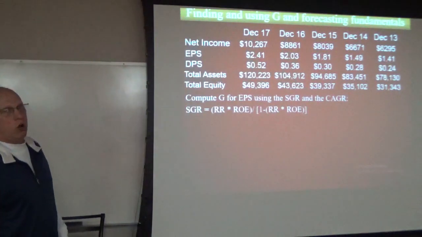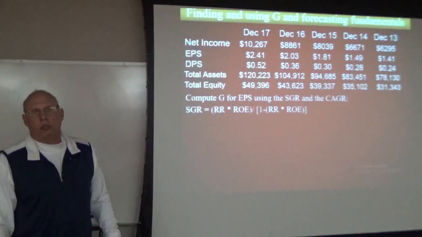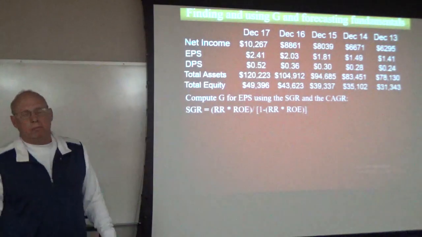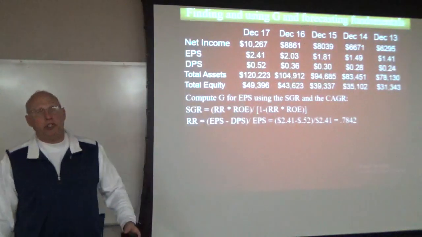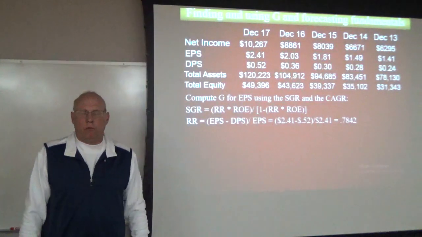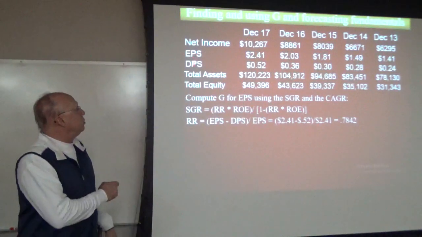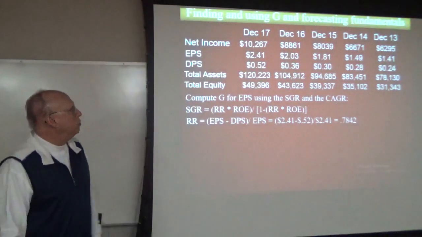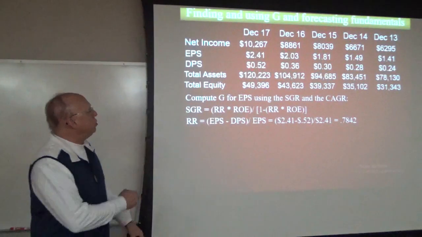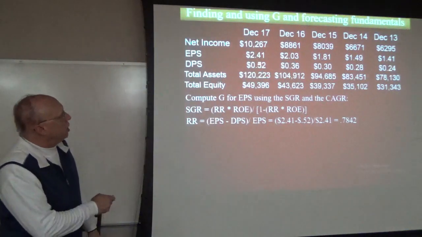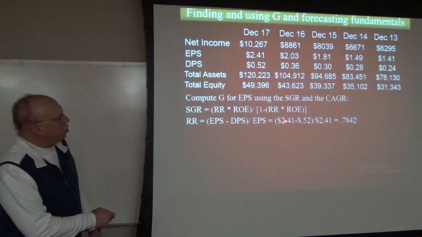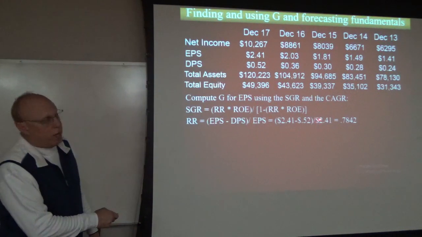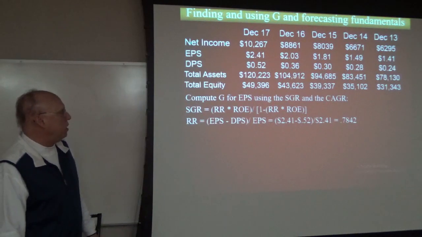So we're going to use the SGR first. And the SGR, here's the formula, the retention ratio times return on equity divided by 1 minus that. All right, and the retention ratio, you need to remember all of these formulas. Earnings per share minus dividends per share divided by earnings per share. So we have the data we need to compute the retention ratio, and so we see that earnings per share is $2.41, dividends per share 52 cents, and so when we subtract dividends from earnings, we get the amount that's kept divided by the total amount of net income, and we get approximately 78%.